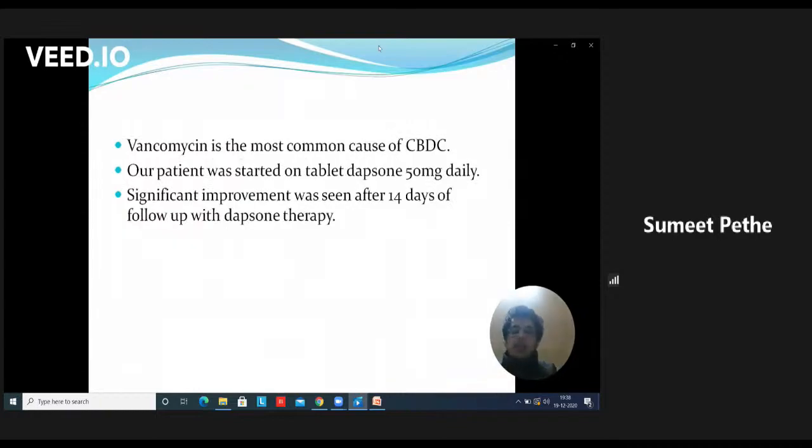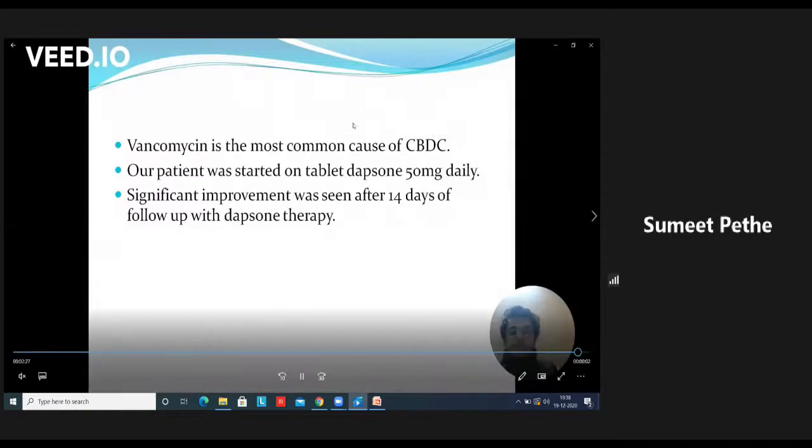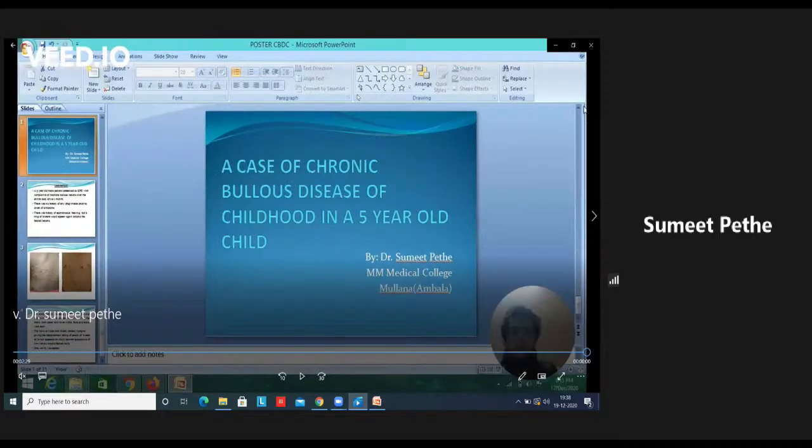Vancomycin is the most common cause of CBDC, and our patient was started on tablet Dapsone 50 mg daily, and he showed significant improvement after 14 days with Dapsone therapy. Thank you.